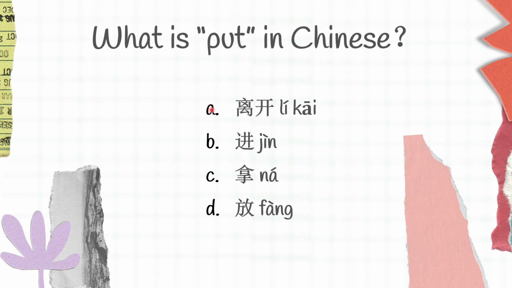So we have A. 离开 B. 进 C. 拿 D. 放 So I want you guys to think first. So 离开 is leave, 进 is enter, 拿 is take, and 放 is put. So put in Chinese is 放.